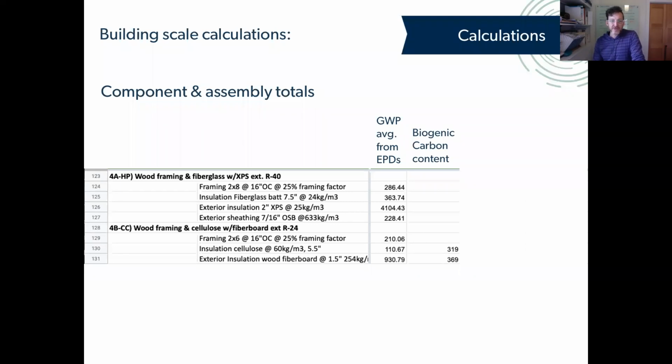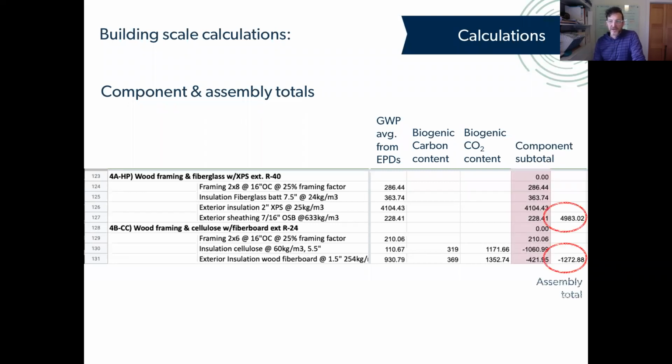If there's biogenic carbon content, which there is in the cellulose and the wood fiberboard, you would calculate that. You would convert that to CO2, and then you'd get a component subtotal, and you'd be able to add those together to get assembly totals. So you can see that the carbon footprint of our wood frame, fiberglass, and XPS wall is about 5 tons, and our wood frame and cellulose wall is actually storing a little over a ton. So a huge difference, and that's why it's so interesting to look at these numbers, because you can get vastly different totals from different assemblies.